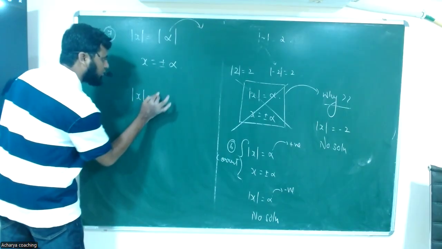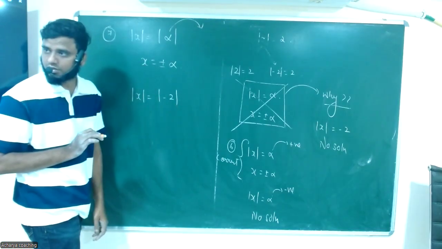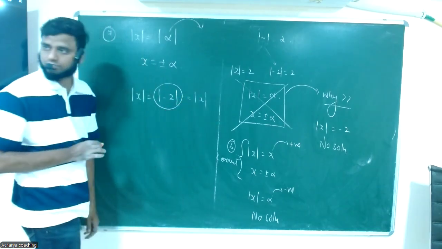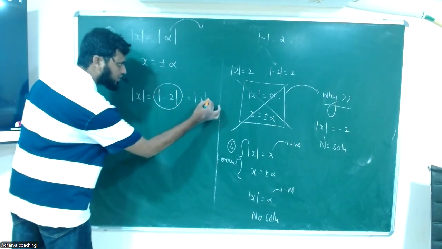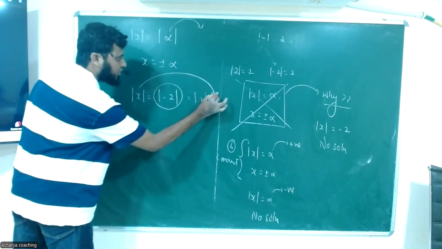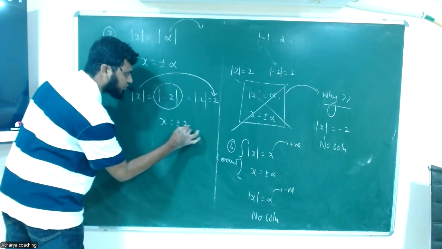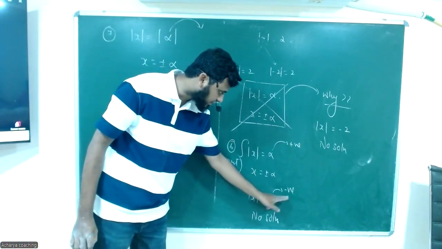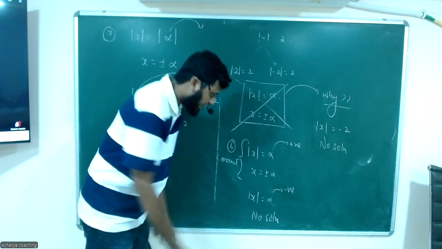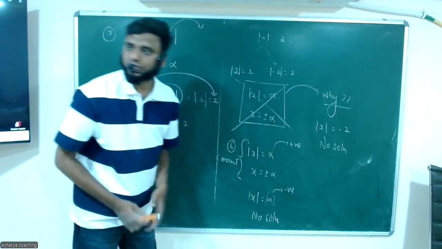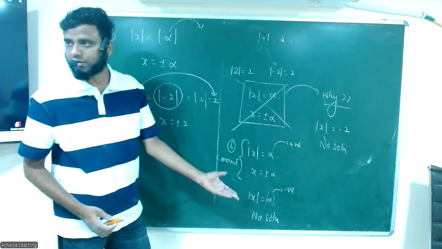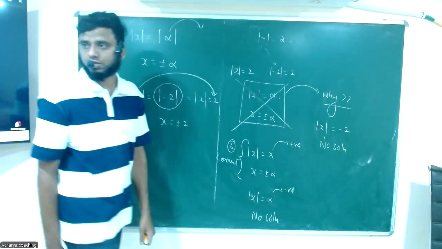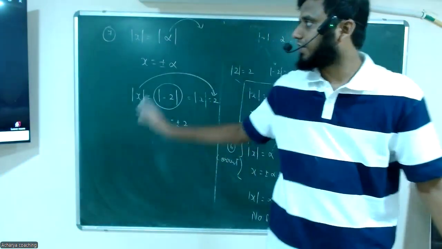Modulus of x equal to modulus of minus 2, if we have. Modulus of minus 2 is the same as modulus of 2. Modulus of 2 is 2. So modulus of x equal to 2 means x equal to plus or minus 2. Always you will be getting some answer. Here, if alpha is negative, if I put mod, anyway it will be positive after taking modulus. That is what I have written here. Clear or not? So in this case, alpha can be any number.